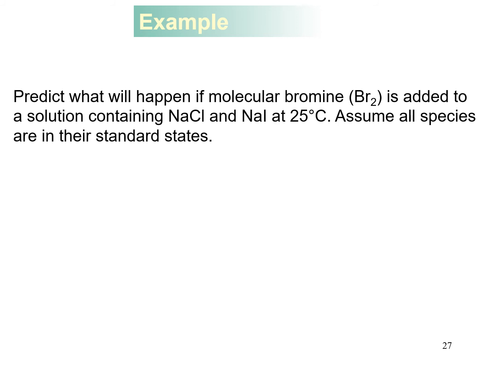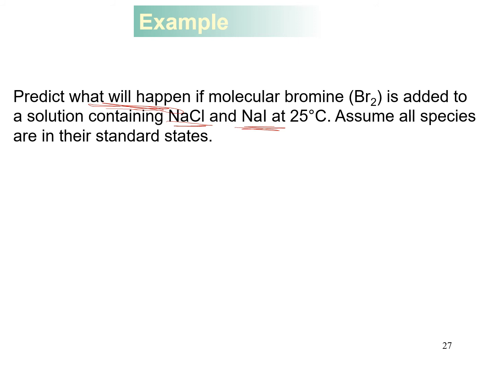Now in the next part, it's saying predict what will happen if molecular bromine is added to a solution containing NaCl and NaI at 25 degrees Celsius, assuming all species are in their standard states. Okay, so now the question is already telling me this is what's happening. We have molecular bromine and a solution containing NaCl and NaI. Assume all species are in standard states. Now the question is asking what will happen, meaning it's asking us which direction will the reaction go.